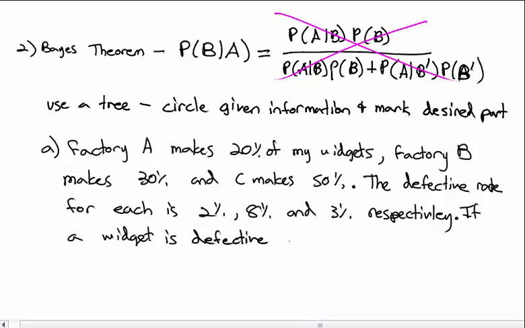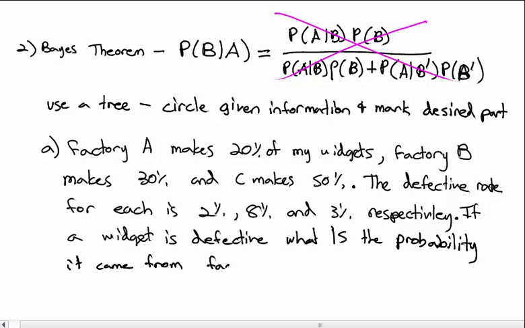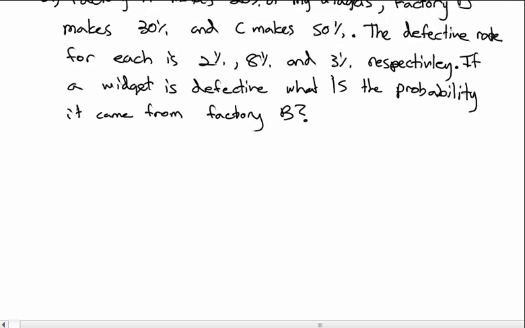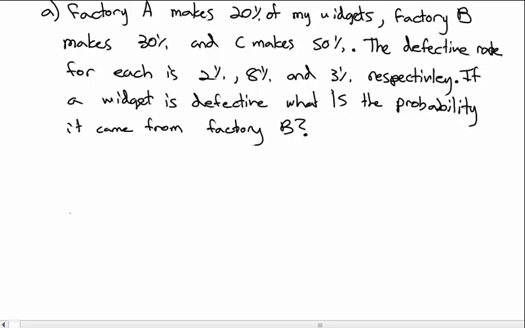If a widget is defective, what is the probability it came from factory B? After all, factory B has an 8% defective rate, significantly higher than the rest. It probably came from there, right? Well, let's find out. So at the beginning, there's a chance it came from factory A, from factory B, or from factory C.